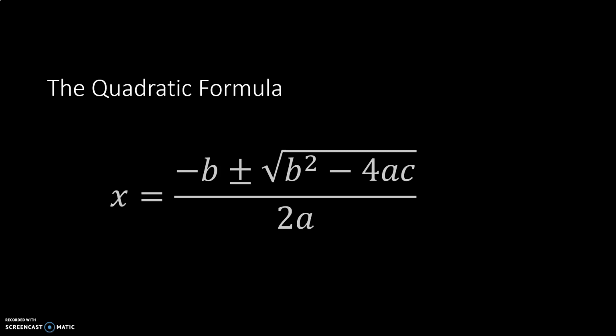There's a weird symbol in this formula that you may not have seen before. It's a positive sign and a negative sign. The reason for that symbol is that usually you will have two different answers, one for when you add and one for when you subtract.